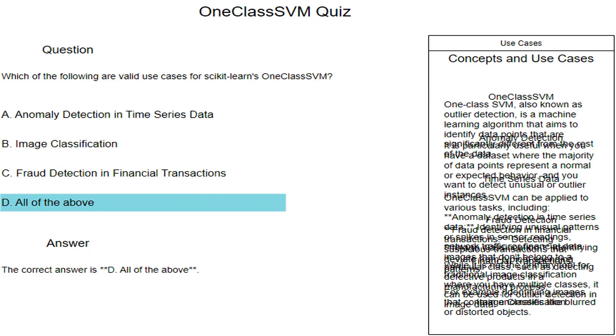Correct. Based on the explanations for A, B, and C, one-class SVM is indeed effective for all the mentioned use cases: anomaly detection in time series data, image classification, specifically outlier detection, and fraud detection in financial transactions. One-class SVM, also known as outlier detection, is a machine learning algorithm that aims to identify data points that are significantly different from the rest of the data. D. All of the above.